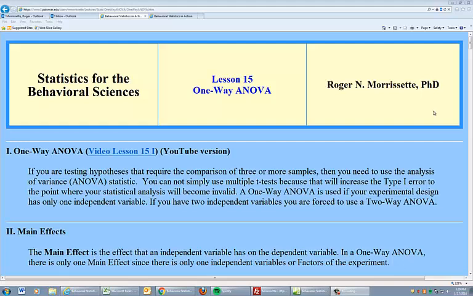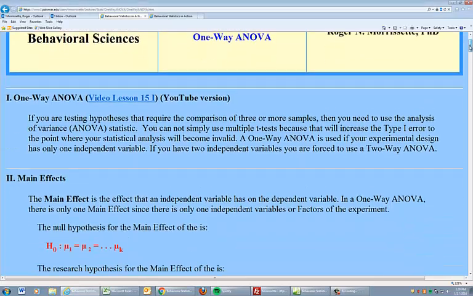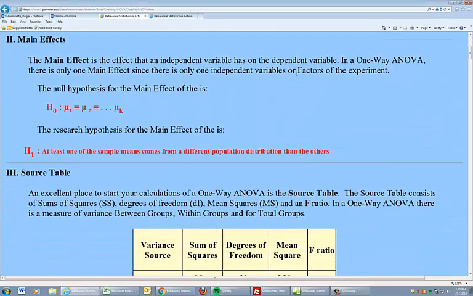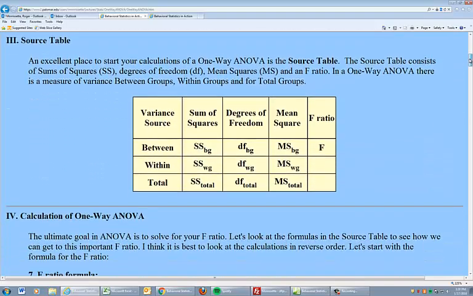So ANOVA can be a little complicated. Okay. You have main effects in ANOVA. That means just one of the levels can be significantly different than the others for it to be significant. One way to calculate this is to generate a source table first. This is a great idea.